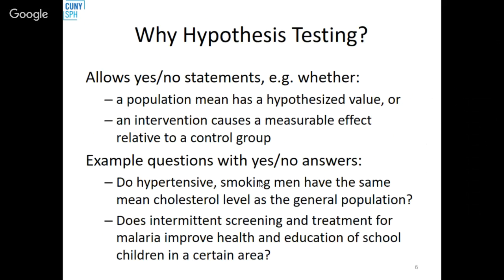So why hypothesis testing? We have confidence intervals. Hypothesis testing is useful when you just want to answer a yes-no statement. That yes-no statement could be about, say, whether a population mean has a hypothesized value. That would be a so-called one-sample hypothesis test. Or say whether an intervention causes a measurable effect relative to a control group. That would be an example of a two-sample hypothesis test.